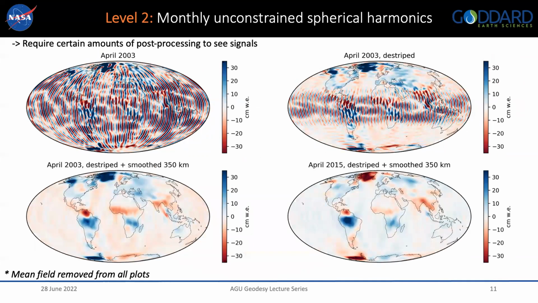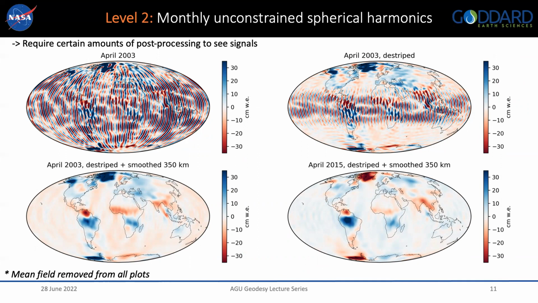Now, a big caveat with spherical harmonics and level 2 products in general is that GRACE and GRACE follow-on don't perfectly capture the gravity field, sort of to be expected. But instead, these level 2 estimates include noise and a particularly challenging problem known as correlated error.